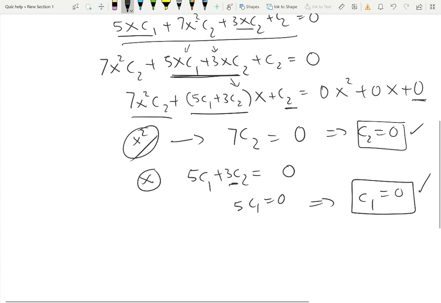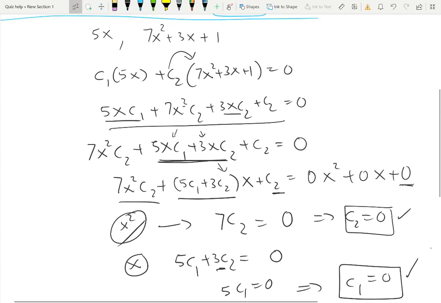to be 0. So these two functions are again linearly independent. Okay, we can see it without doing this, because 5x times a constant doesn't give you 7x² plus 3x plus 1, right? But I wanted to show you the method.